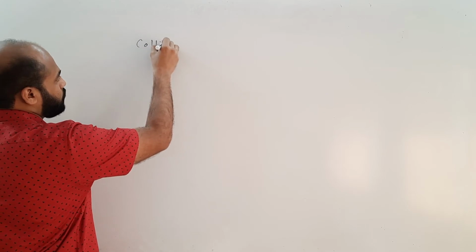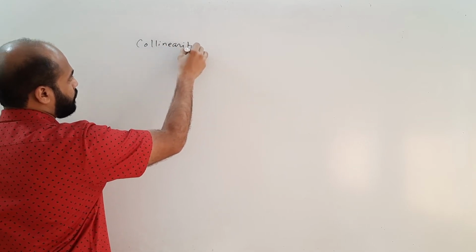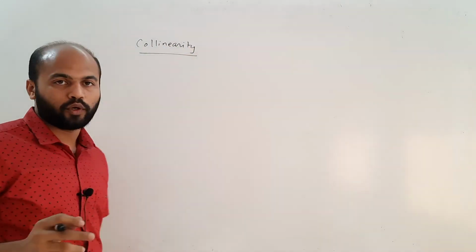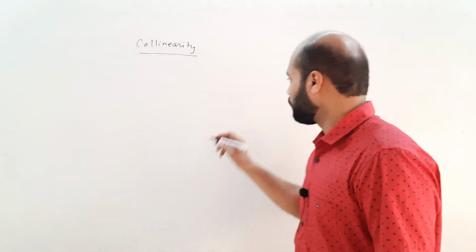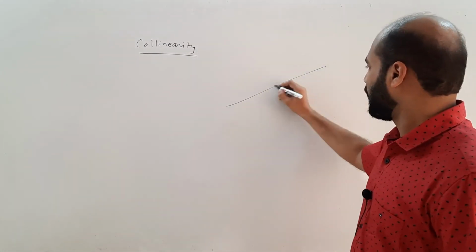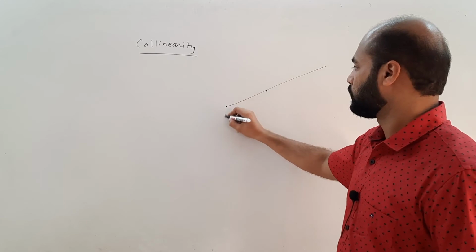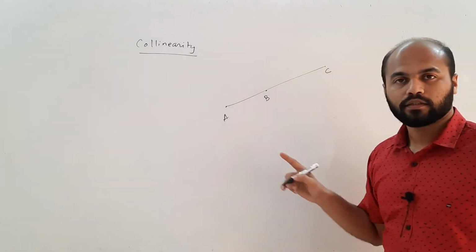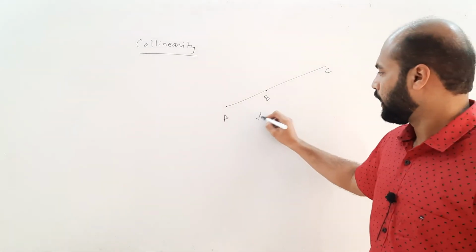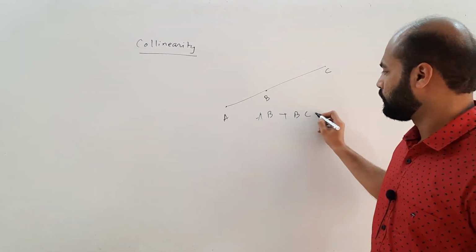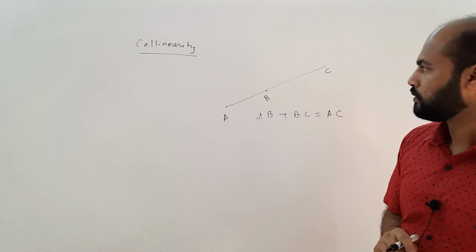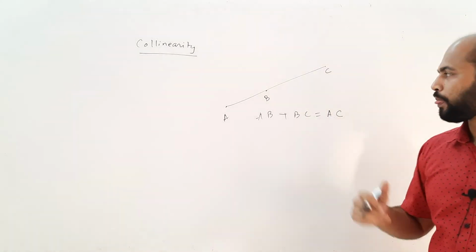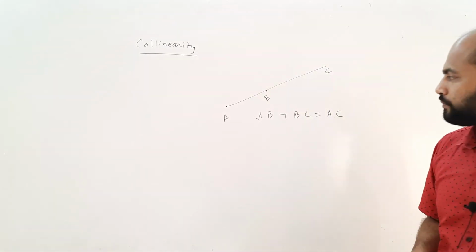The next thing is about collinearity. When do we say that the 3 points are collinear? Now 3 points are collinear when they are lying along the same line, A, B, C. Now as far as this line is concerned, we can always say that AB plus BC is equal to AC. So this is what we can surely say as far as collinearity is concerned.